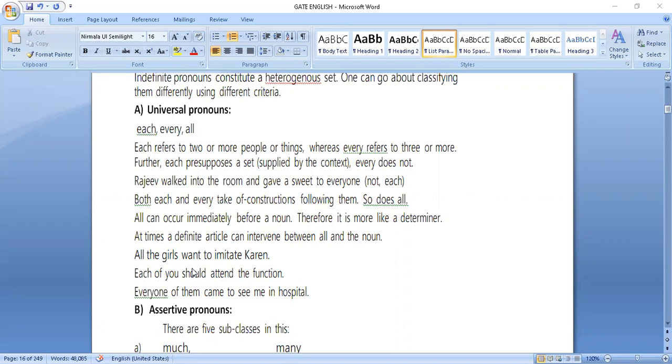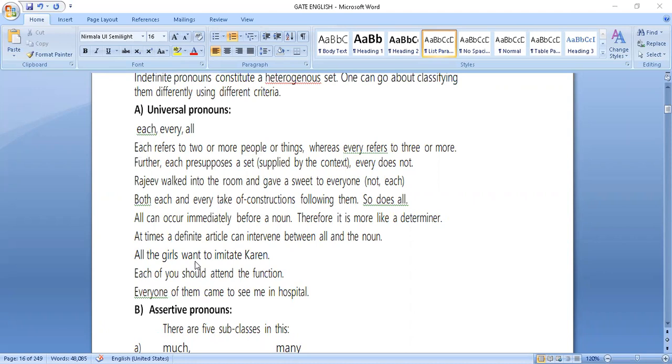What do you mean by imitate? Can any one of you tell me the meaning of the word imitate? Copying someone. Yes, to copy someone, to copy some behavior. Nakal karna. Yes, it can be your behavior, your style of wearing, all those things. Each of you should attend the function. Every one of them came to see me in hospital.